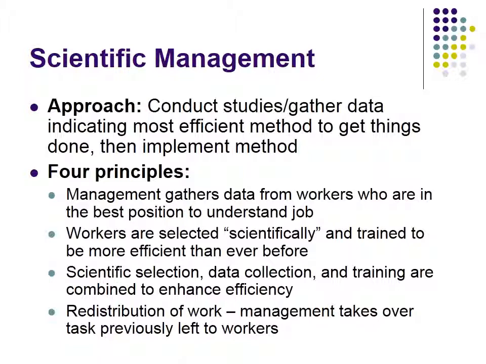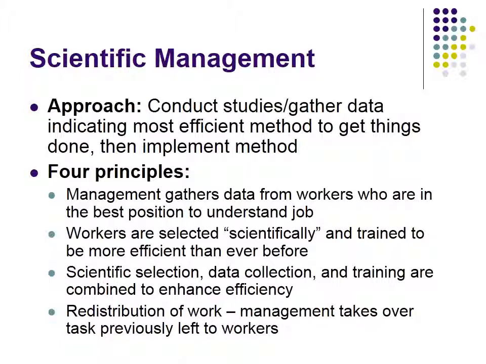So there's four main principles. First, management gathers data from workers who are in the best position to understand the job. So this is important. The idea of scientific management, classic organizational theory, behind it all is the idea of using the scientific method to do management. And the first part of the scientific method is that idea of observation. That empiricism, the actual observation of data, is the best way to gather information and to learn about the world. So one of the first principles of scientific management is that a part of managers' jobs is to gather data about how their jobs are being done.